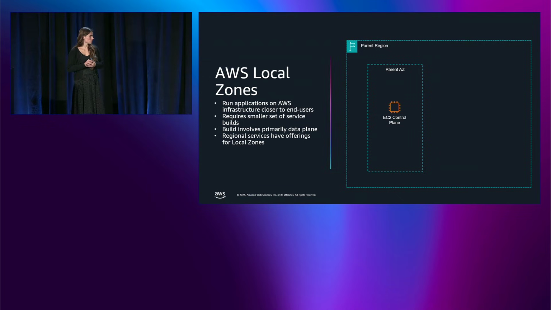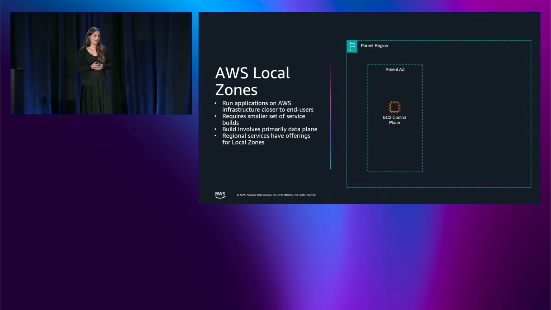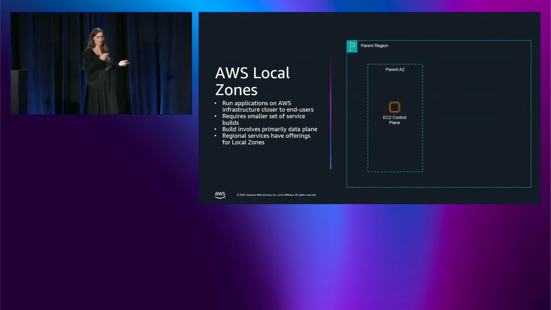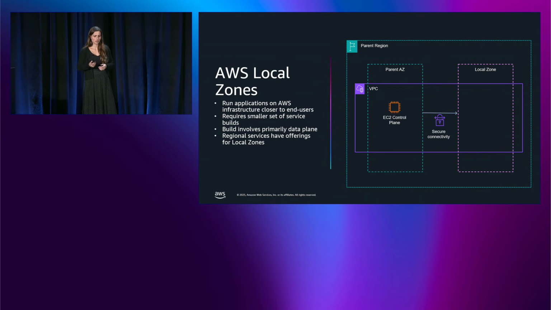And similar to an availability zone, we have a parent AZ. And the EC2 control plane lives in that parent AZ, and then we just extend over to the local zone. So the set of services that we build for a local zone is much, much smaller. Most of the complexity in a local zone build actually comes from setting up the network connectivity between the parent AZ and the local zone.